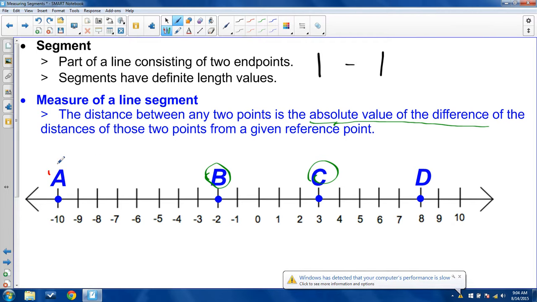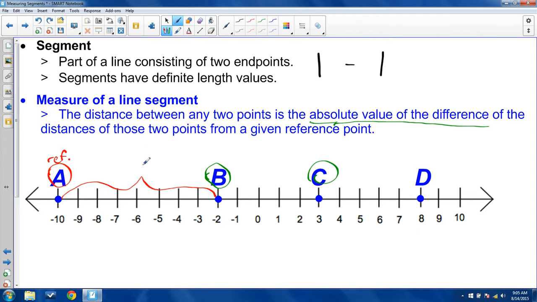Let's use A as that reference point. Okay, so from A, the distance from A to B, here, this segment length is 8. Let's say you were given that. Let's say you were also given the distance between A and C, the reference point, and your other point. And that one, if you can count that, from negative 10 to 0 is 10, from 0 to 3 is 13. So that distance is 13.